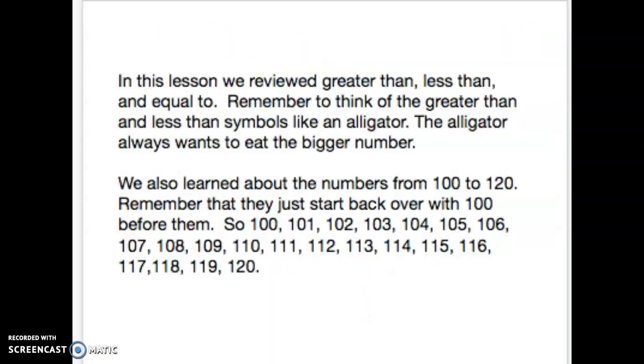In today's lesson, we reviewed greater than, less than, and equal to. Remember to think of the greater number in the greater and less than symbols like the alligator. The alligator always wants to eat the bigger number. We also learned about the numbers from 100 to 120. Remember that they just start back over with 100.